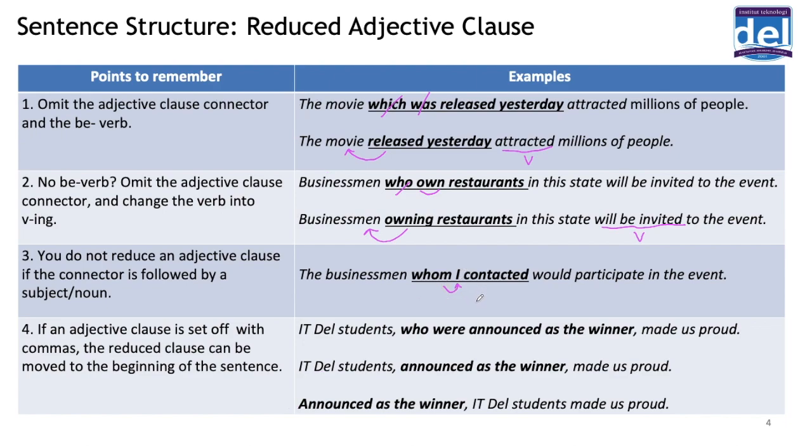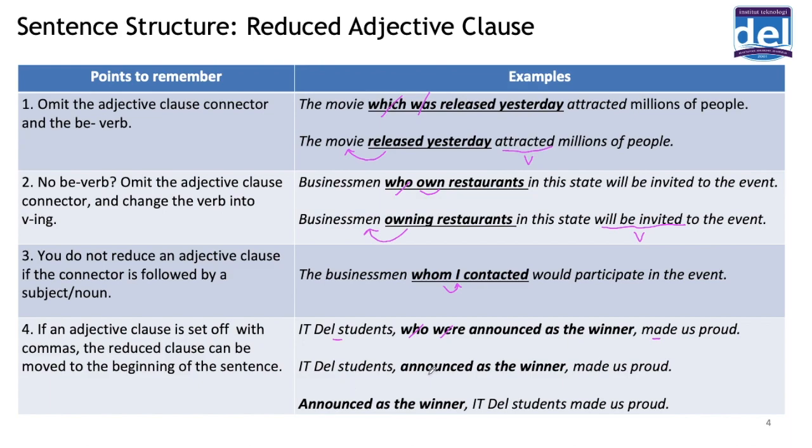Then you cannot reduce this. Earlier I showed you an adjective clause which is set off by commas in a sentence. There are several ways to reduce the adjective clause. So this one is not reduced at all. First, because the adjective clause has a be verb, then you can reduce the connector and the be verb. So it can be like this: ITDL students, announced as the winner, made us proud.